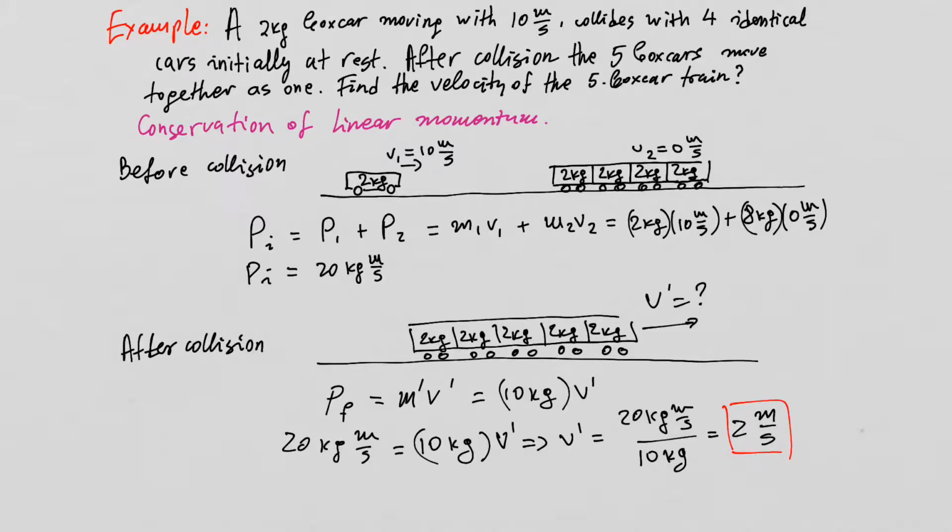So let's analyze the result. So we have a single car with mass 2 kilograms moving with 10 meters per second. It collides with the other 4, and now all of the 5 are moving together as one. So the mass of the system remains the same, but now because all members of the system are moving as one, the combined mass of all of them has to move together. So the combined mass here is 5 times larger than the mass of the moving car before collision.